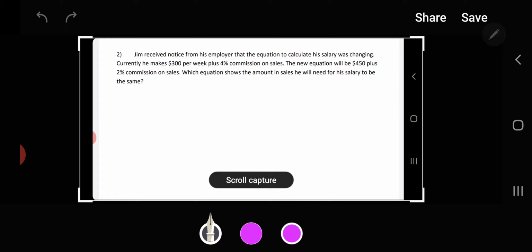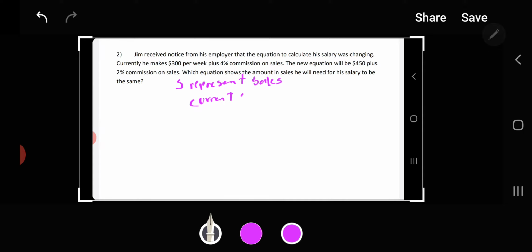So, I'm going to let S represent sales, or the amount of sales he made. Well, his current salary can be represented by the equation $300 plus 4% commission on sales.